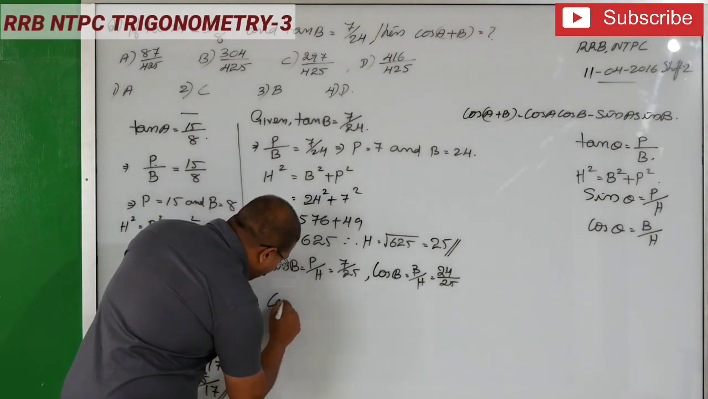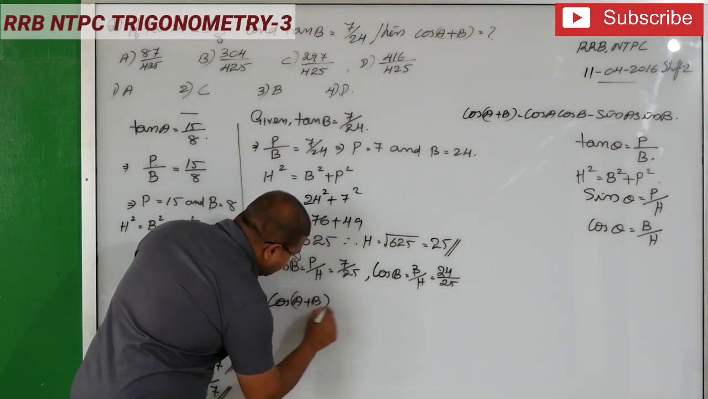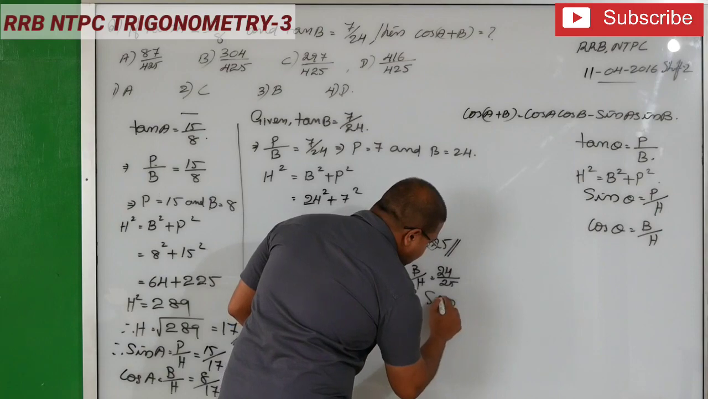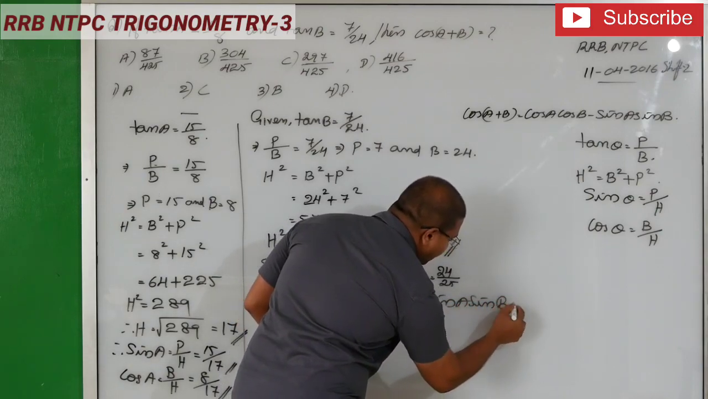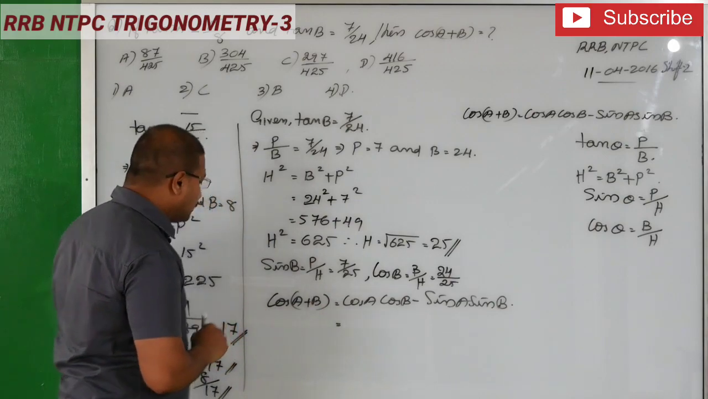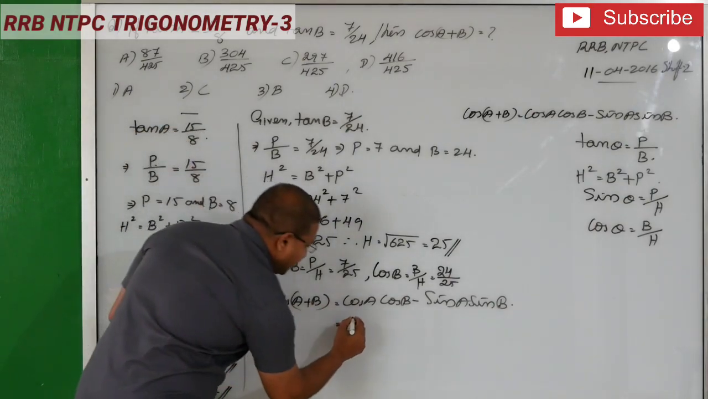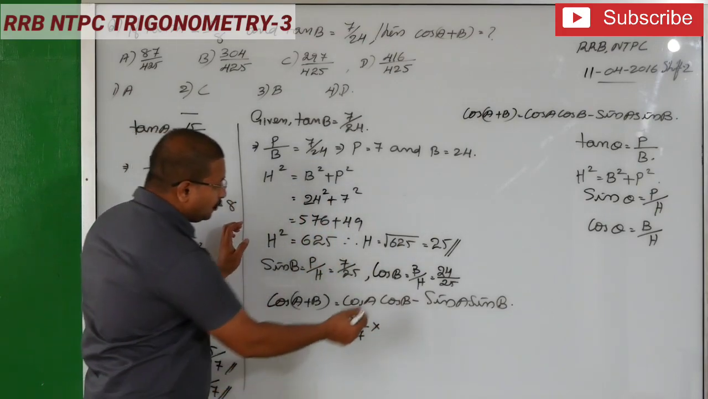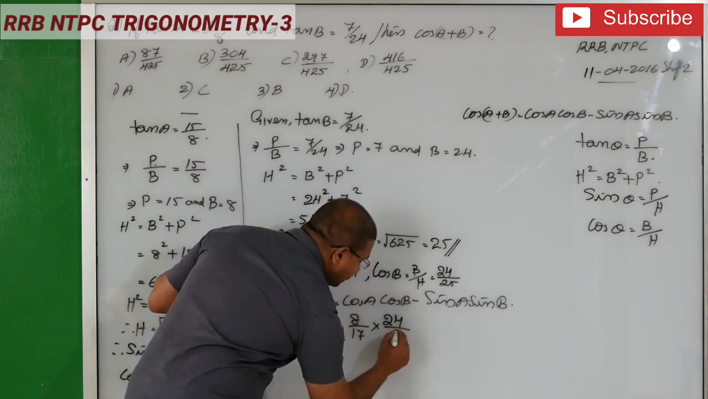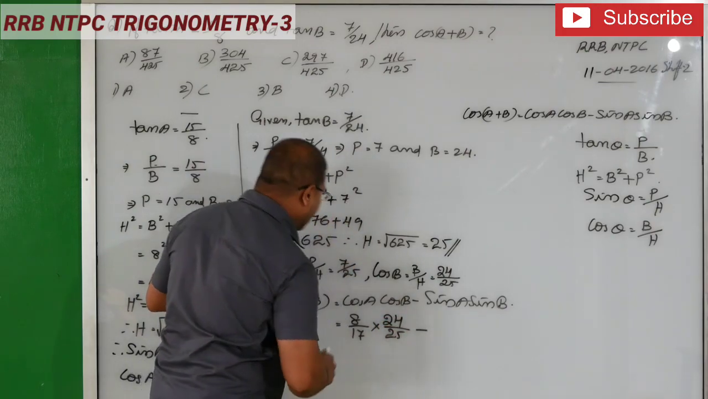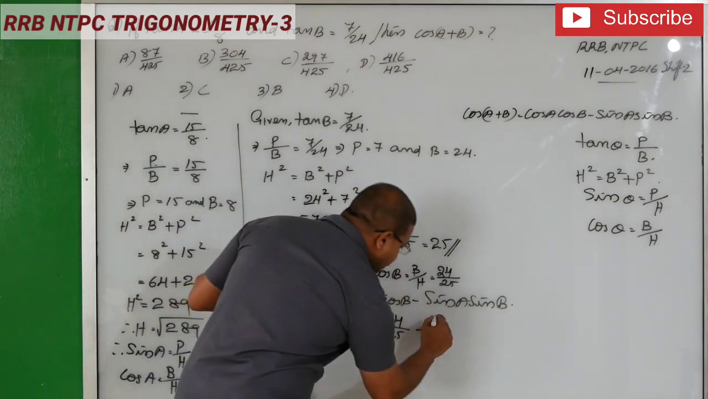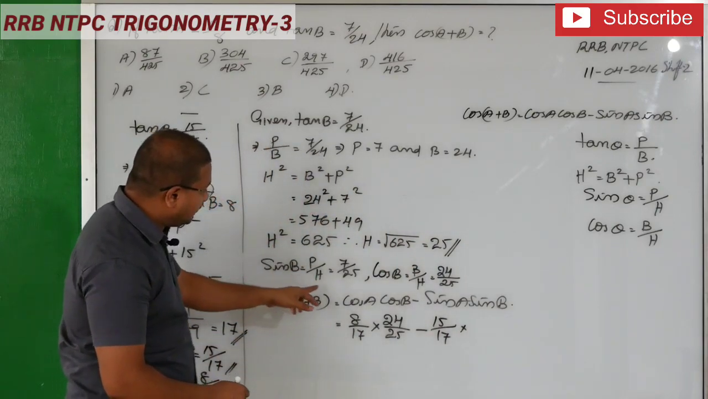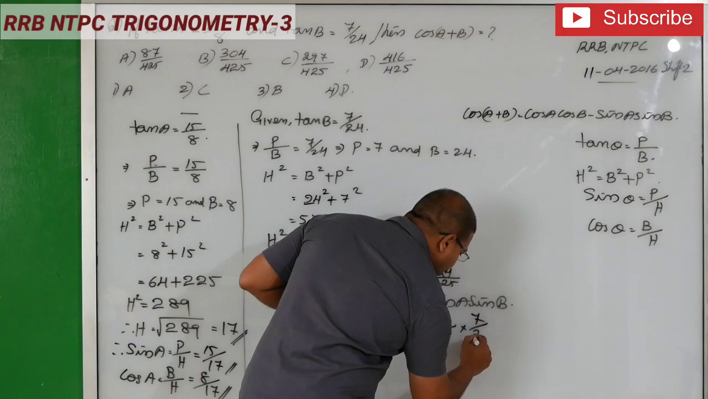That means what you will do? Cos A plus B equals cos A cos B minus sin A sin B. What is the value of cos A? Cos A is 8 by 17. 8 by 17 into cos B, cos B is 24 by 25, minus sin A, sin A is 15 by 17 into sin B, sin B is 7 by 25.